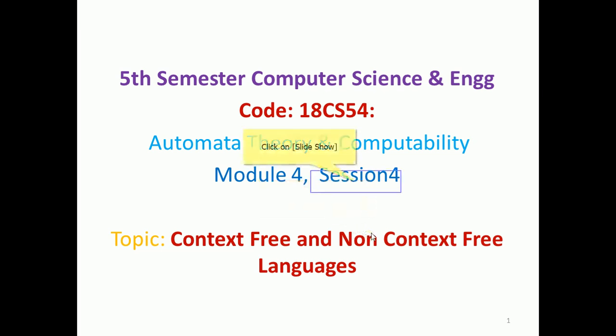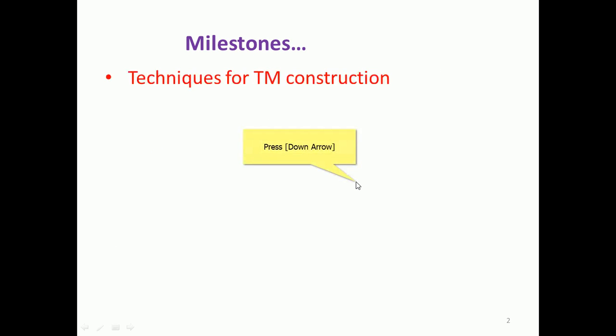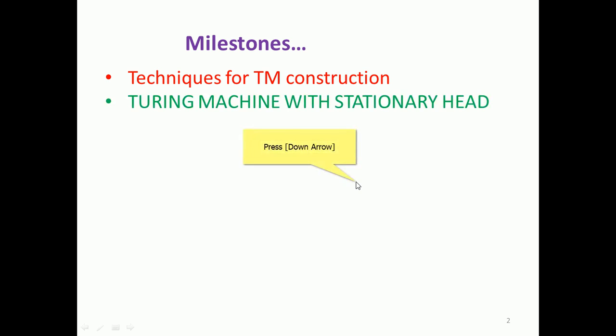The following milestones we can see here. That is a presentation, the steps. So techniques for Turing machine construction is going to be one topic, and how to construct this Turing machine with a stationary head. It may be possible with a stationary head. The head will be fixed. That concept we are going to extend to construct the Turing machine.